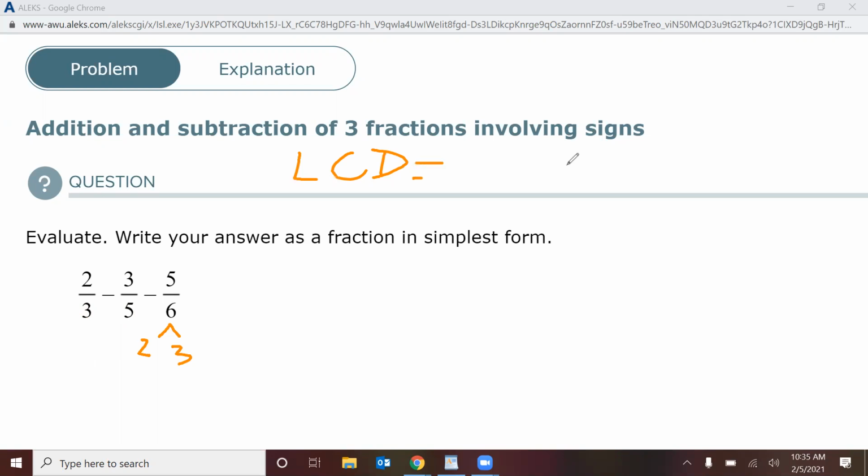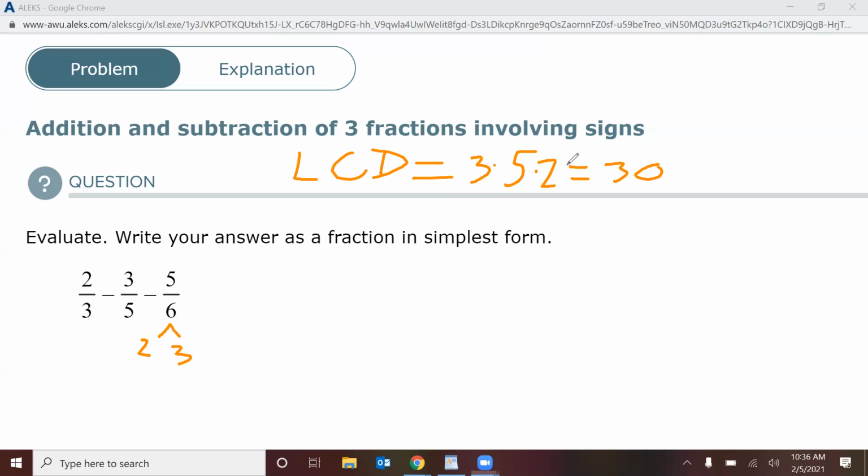So to determine the least common denominator, I'll just go from left to right. I need that first denominator and all of its factors. So I need a 3 in the LCD. In the second fraction, I find that I need a 5. And from the third fraction, I find that I need a factor of 2, and I need a factor of 3, but I already have the factor of 3 there, so I won't introduce it again. And that gives me an LCD of 30.